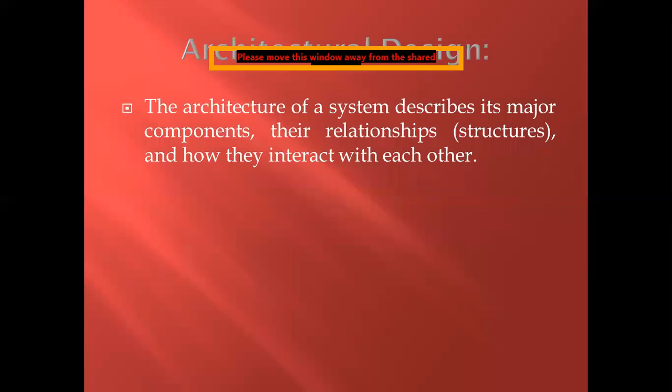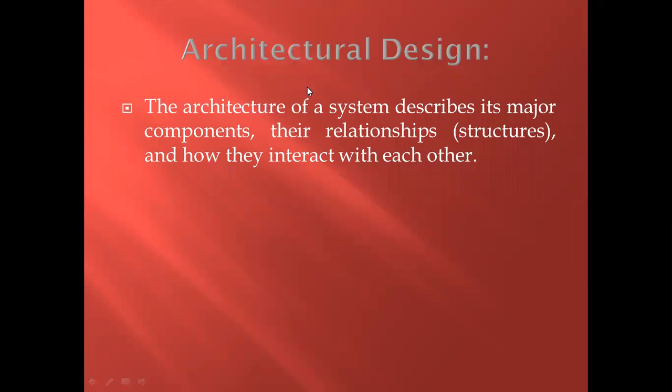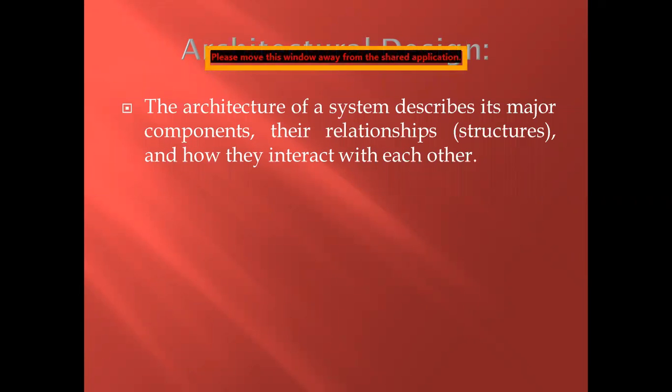So architectural design, what is this architectural design? The architecture of a system describes its major components, because at the starting, whenever we are going to do the design phase, then we divide our software into different number of components, and we also concentrate on the relationships between the components, and the relationships we can create with the help of different types of structures. So the architecture of a system describes its major components.